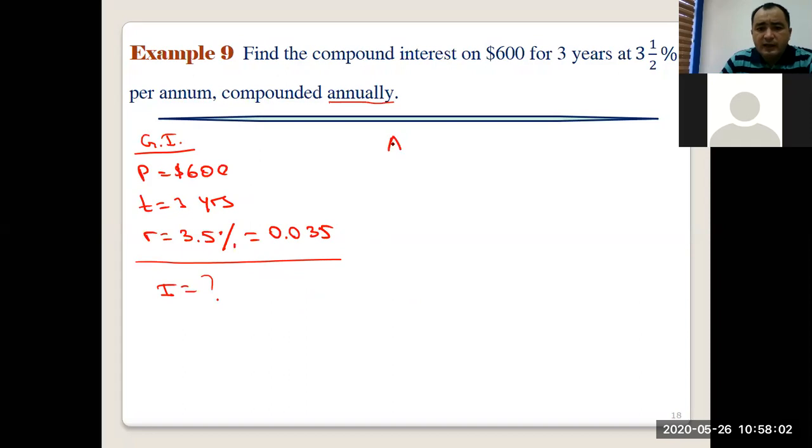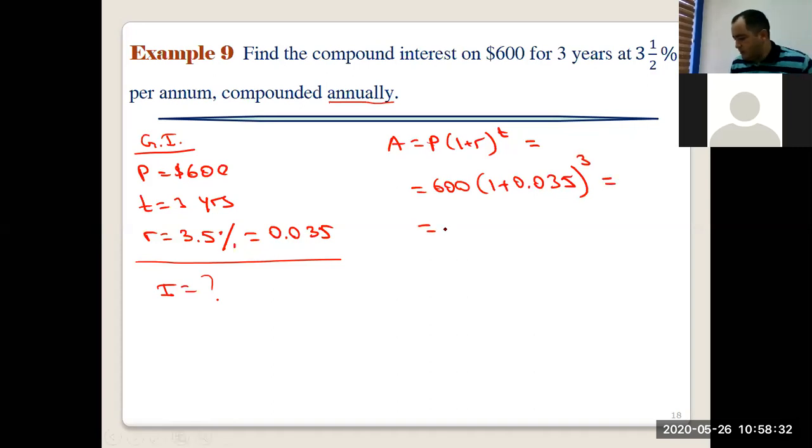So our A is equal to, using that formula, P times (1 + R) to the power T, equals, what is the principal? 600, let me just write it without the dollar sign. And 1 plus, how about rate? 0.035, and time, it is 3, so here we have 3, which is equal to 600 times 1.035 to the power 3, which is equal to, let me just write our answer correctly. It's 3 decimal places.